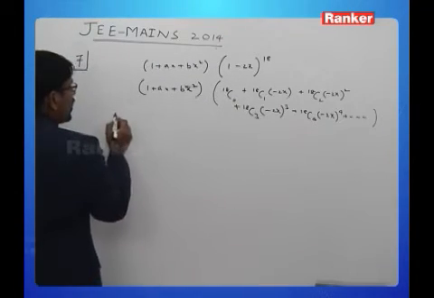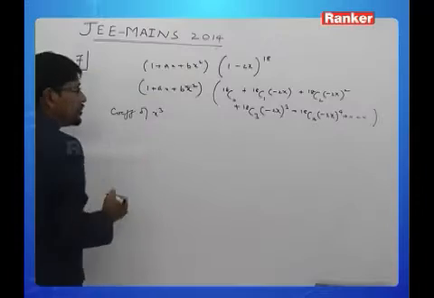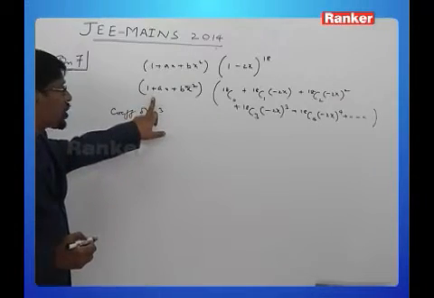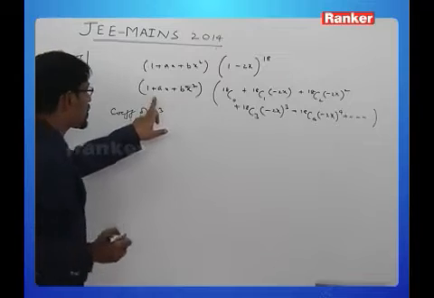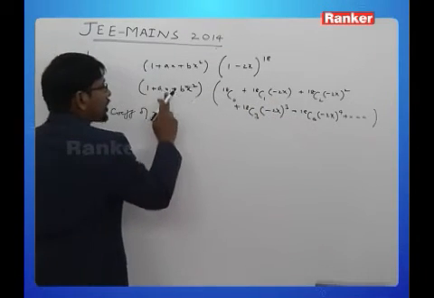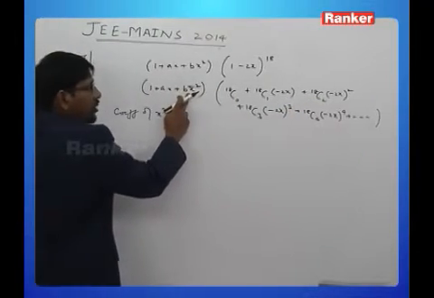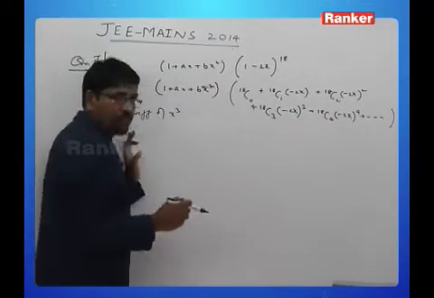Okay. Now what is the coefficient of x cube in this product? So how do I get an x cube here? I pick up an x power 0 from here and x power 3 from here. X power 1 term here and x power 2 term from here, and x power 2 term from here and x power 1 term from here.